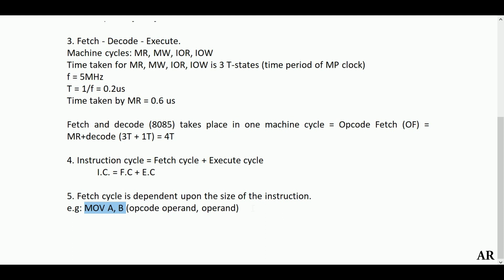So you can keep this as a thumb rule. Where both the operands are registers, the instruction size is 1 byte. So I can write here, this instruction is of 1 byte in size. Let me take another example.